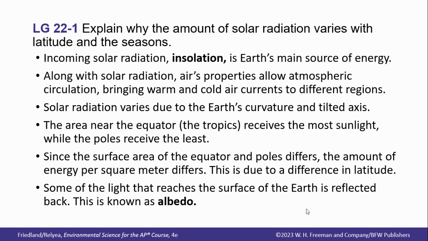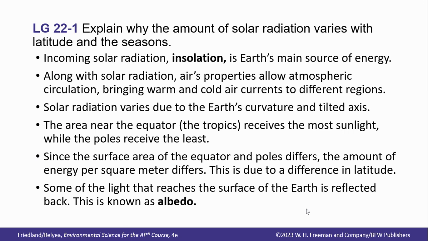So our first standard: incoming solar radiation, called insolation, is Earth's main source of energy. So we get our main source of energy from the sun. You probably already knew that. Along with solar radiation, air's properties allow for atmospheric circulation, bringing warm and cold air currents to different regions.